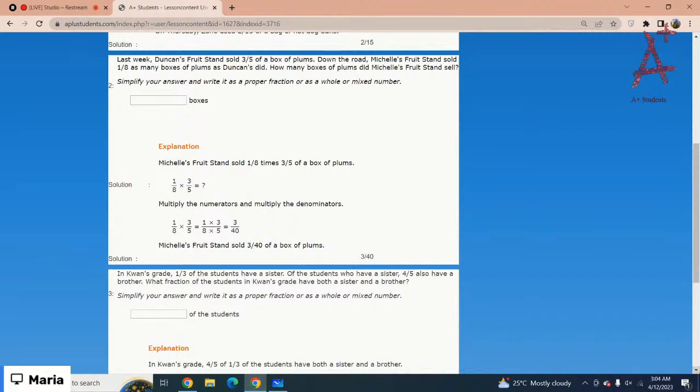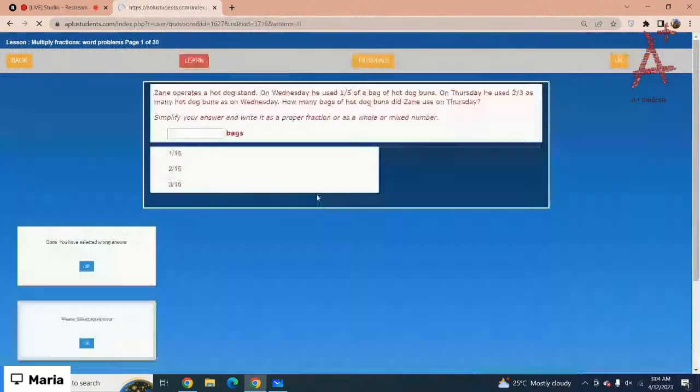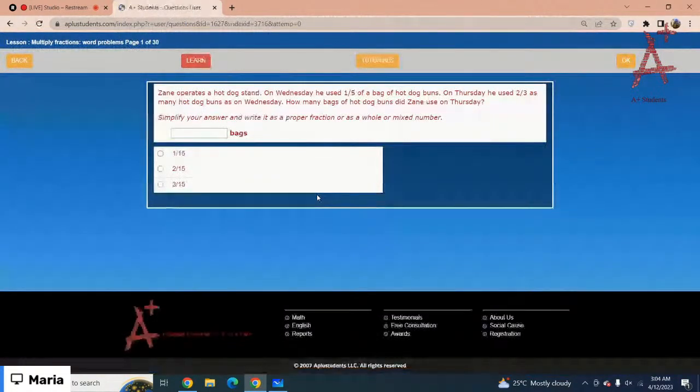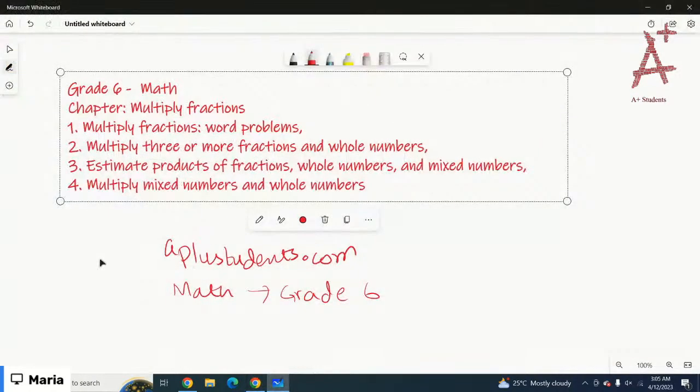Okay, let's just start with the test questions. That's the one we just did in the tutorial, but let me read the question. Zane operates a hot dog stand. On Wednesday, he used 1/5 of a bag of hot dog buns. On Thursday, he used 2/3 as many hot dog buns as on Wednesday. How many bags of hot dog buns did Zane use on Thursday? So basically, you need to do 2/3 times 1/5. Got it?